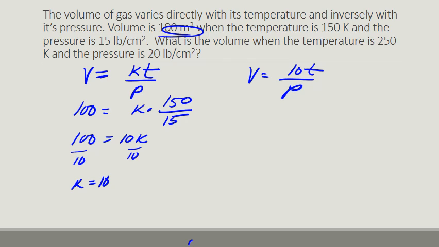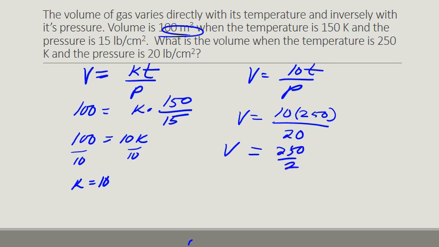So we want to know what the volume is when the temperature is 250 and the pressure is 20. So our volume is 10 times 250 divided by 20. Now for me, it's probably easier to reduce 10 over 20 to 1/2, so that I get 250 over 2, and our volume is 125 cubic meters.